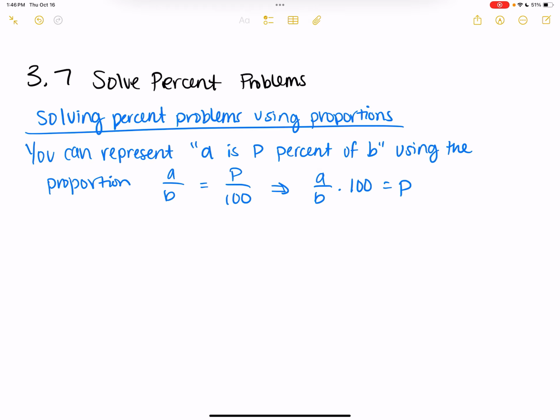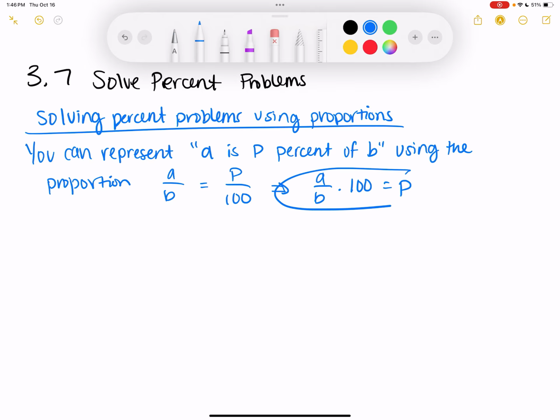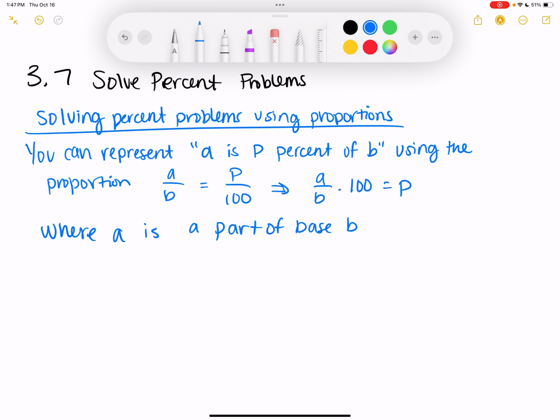Actually, that formula right there. So what is A over B? Top divided by bottom times 100. If I got like a 50 over 100, I'd divide 50 over 100 and get a 0.5, and then multiply by 100 and you have 50%. Easy, right? So A is a part of base B, and P over 100 or P% is the percent.